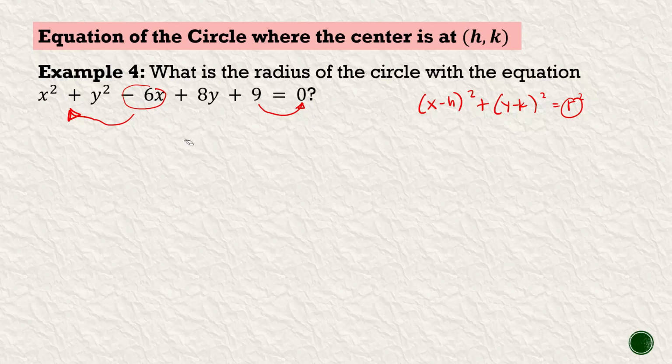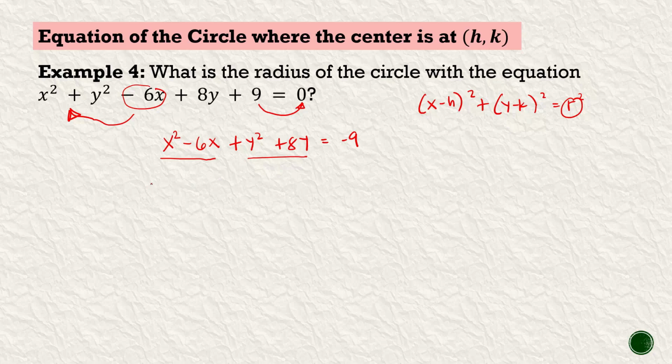So now we have x squared minus 6x plus y squared plus 8y equals negative 9. Again, we move that 9 to the right side of the equation, so that will be negative 9. Minus sign on both sides, and then we put that negative 6x beside the x squared and 8y beside the y squared. So here what we will be doing is completing the square for these two.